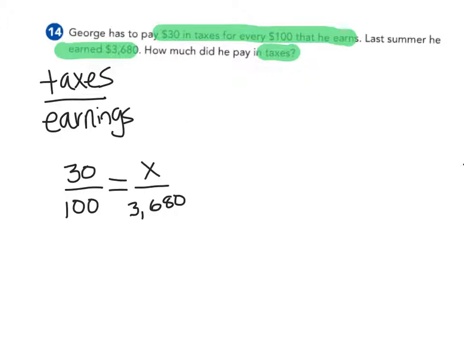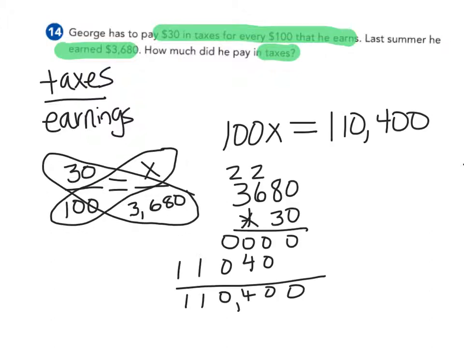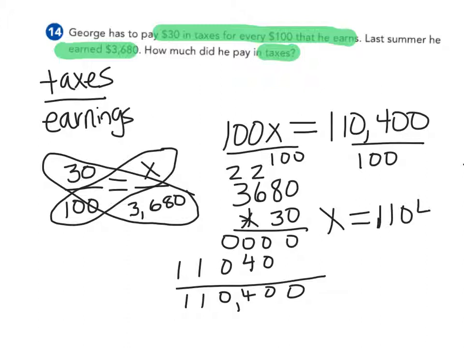So now that I have my proportion, I can go ahead and solve. I'm actually going to use cross multiplication. So I'm going to do 100 times X, which is 100X, and 30 times 3,680. When I multiply 30 times 3,680, I get 110,400. My next step is to divide both sides by 100, and when I do, I get X is equal to 1,104.